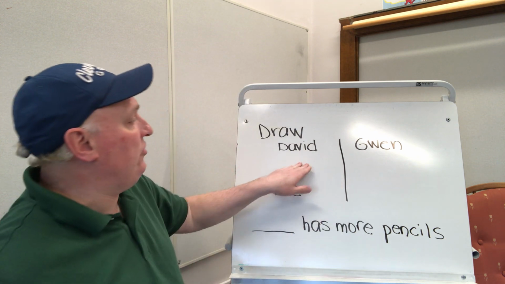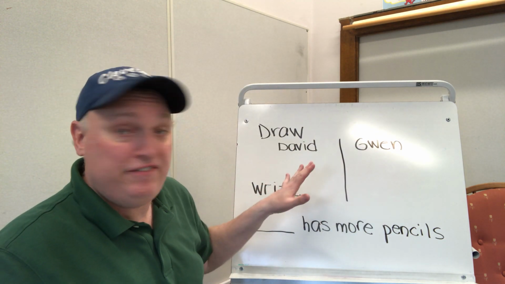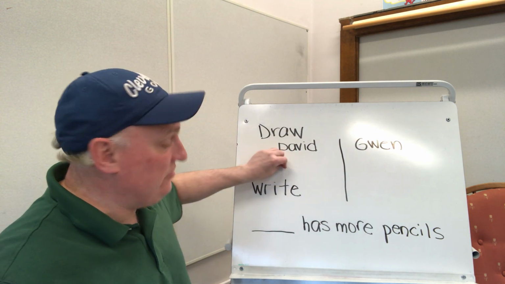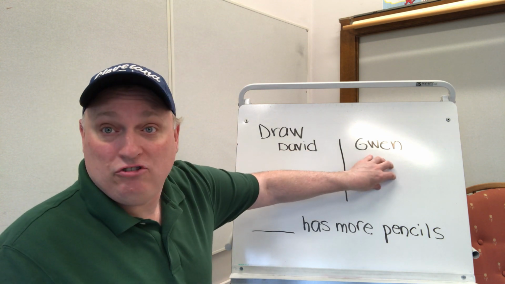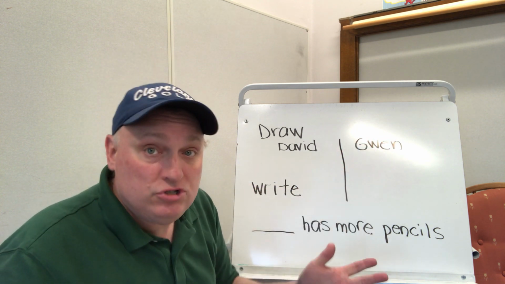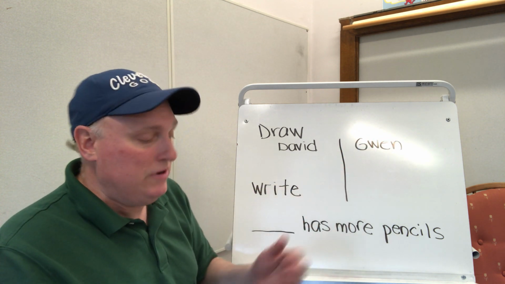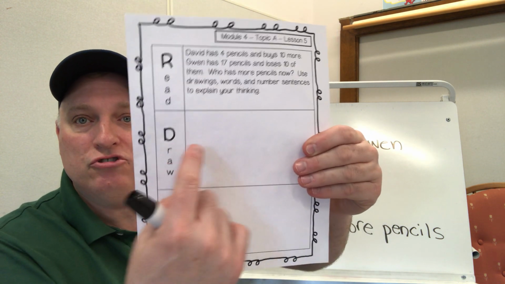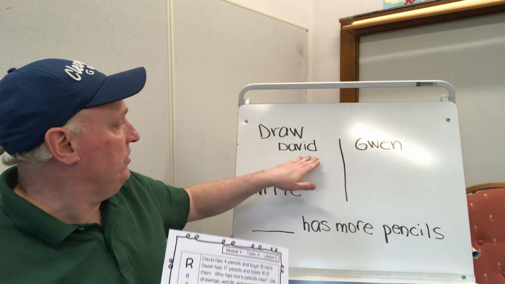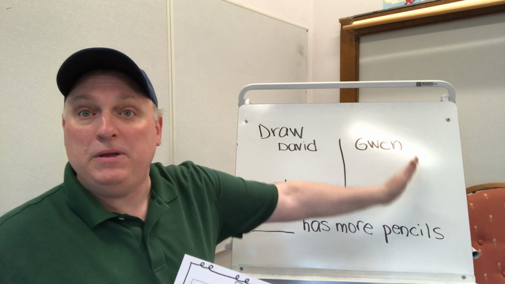And in the draw section, use what you have here to figure out how many pencils David has when he buys those 10 more. How many pencils does Gwen have when she loses those 10? That's what you want to figure out today, boys and girls. And you're going to do that on this paper. You're going to draw your picture here. Remember, you have 2 different people you're dealing with.